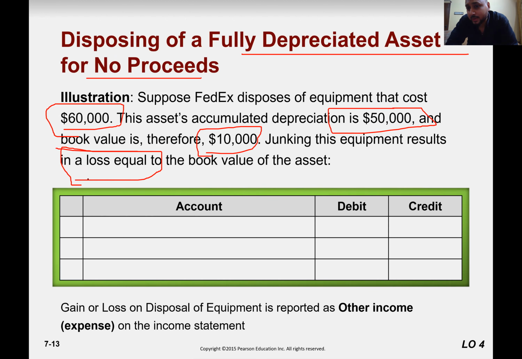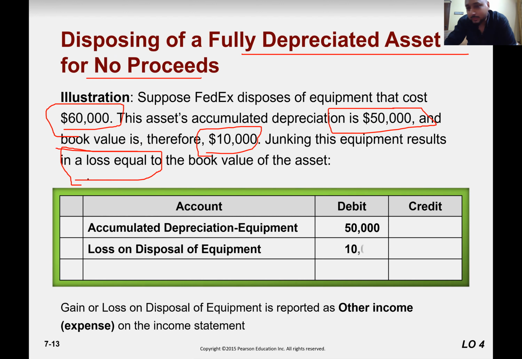So how are we going to make the entry? We will make this a loss. Our accumulated depreciation is 50,000, right? So the decrease in asset will be 60,000. The difference is loss, or you can call this loss or expense, the treatment is the same. Expense increases, debit. So loss on disposal of equipment. We will not write it as an expense; we will treat it as a loss, but it will go to the income statement, right? So now the entry balances, simple.